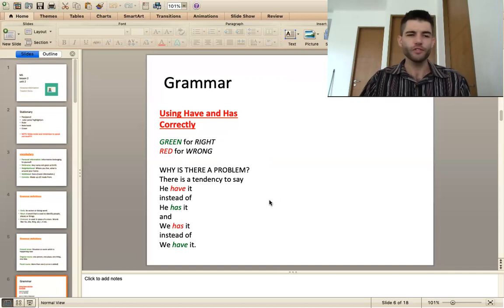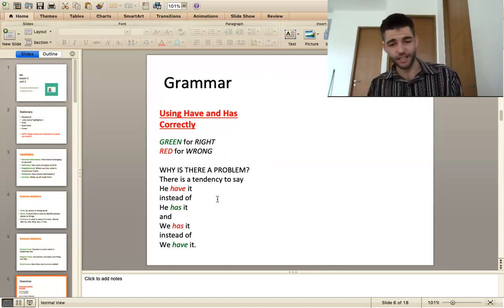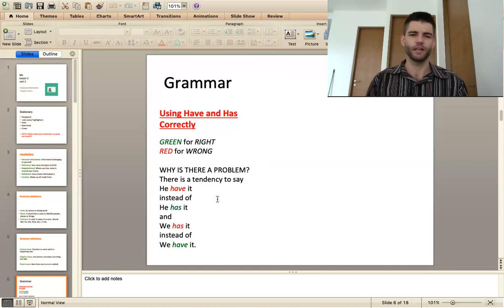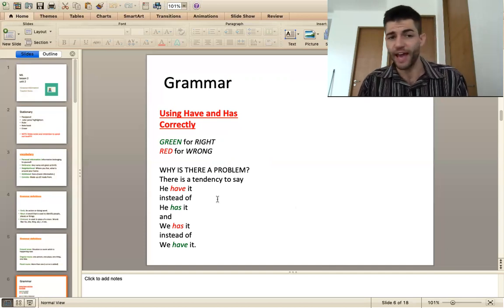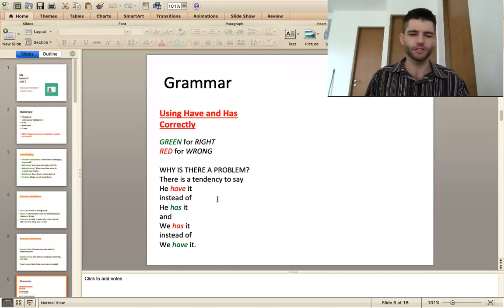A lot of people say, he have it. But as you can see, it's red. So he have it is not correct. We should say he has it. And a lot of people would say, we has it, but that's not correct. Instead, we should say, we have it.